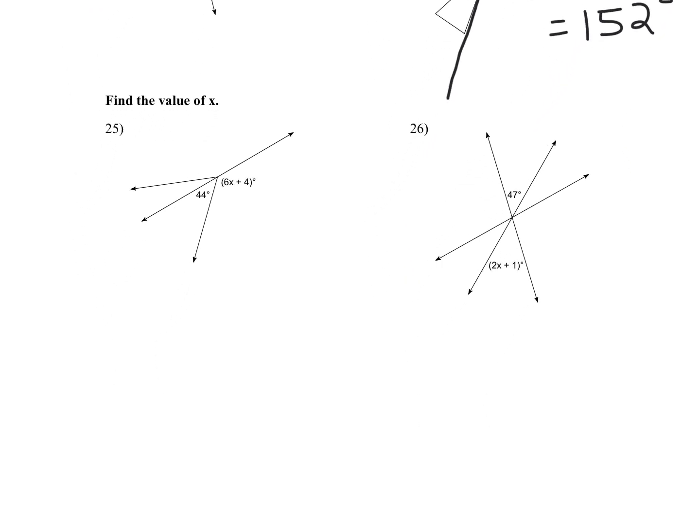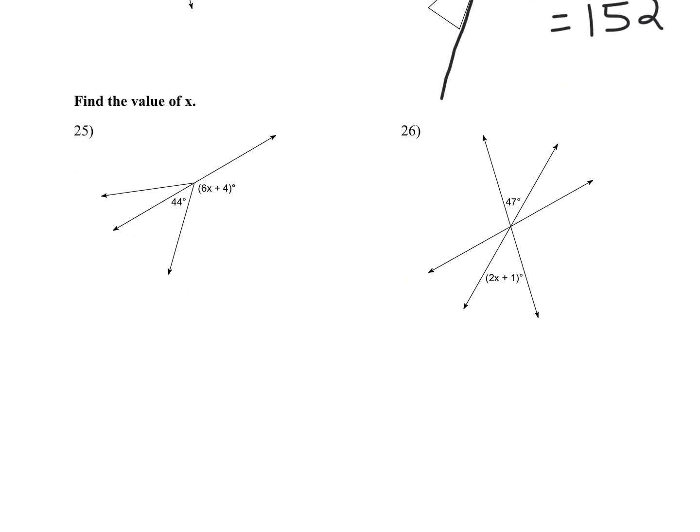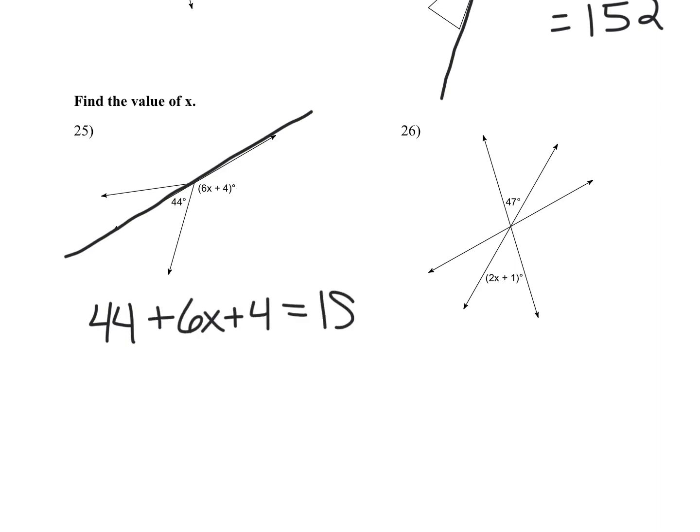All right, let's talk about 25 and 26. So, still say what the relationship is. Okay, we have a straight line here. Linear pair. Why is it a linear pair? Because they're on the same line, they make up a whole 180 degree angle. What do we know about those 2 angles? They're not the same, but what do they add up to? 180. So how can we set up an equation to solve for x? We know them together make up 180, so 44 plus 6x plus 4 equals 180. Good. We know that both of those angles add up to equal 180, so that's how we set it up. So now we just solve.